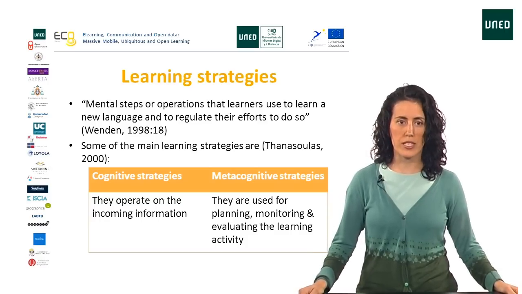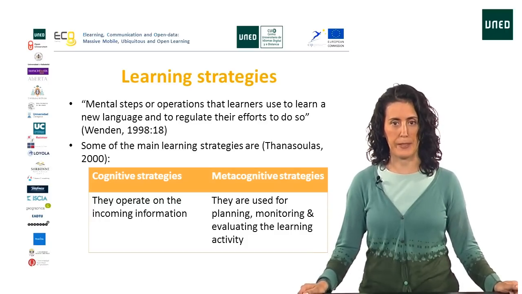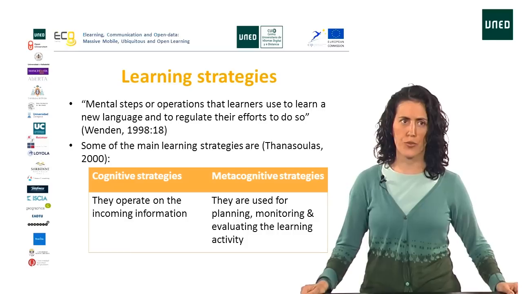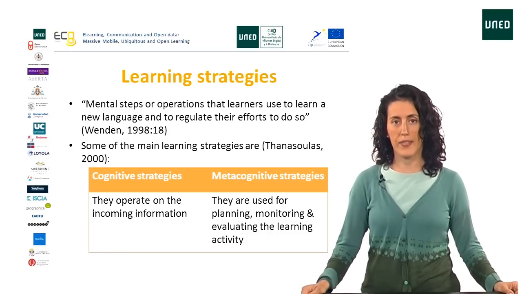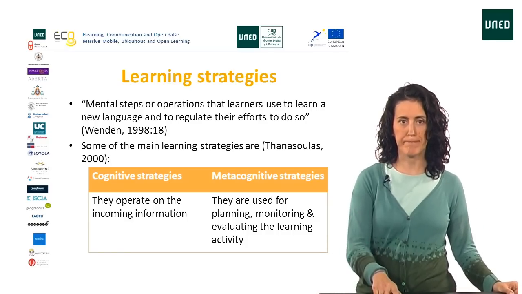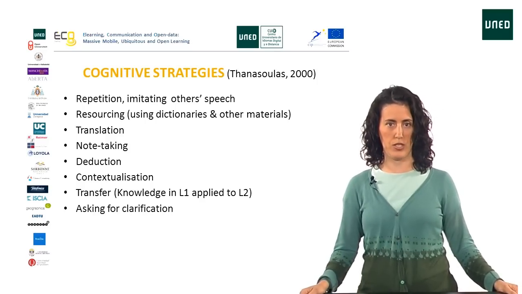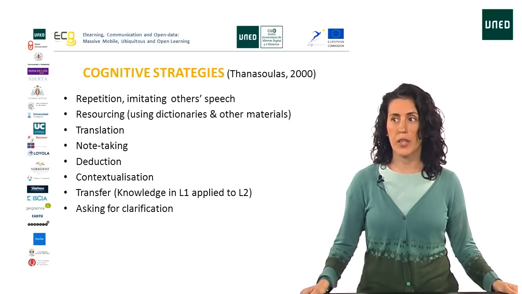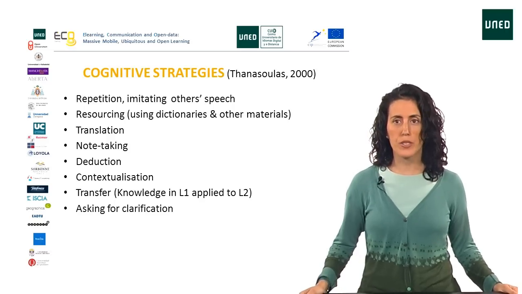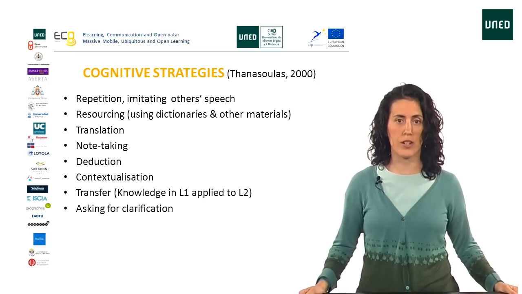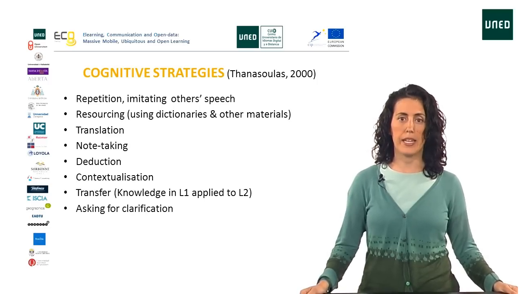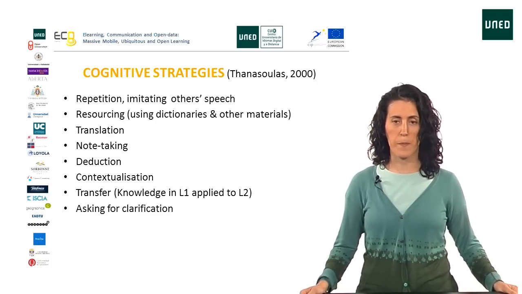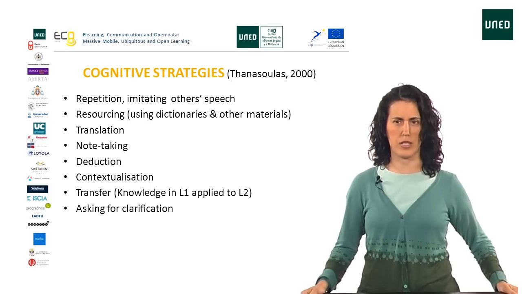Now, cognitive strategies operate on the information that we get. And metacognitive strategies are more about how we learn. Yeah? They're used for planning, for monitoring, and evaluating the learning activity that we are taking. Let's look at those cognitive strategies. For example, very useful when we are learning pronunciation, to repeat, to imitate others' speech. Also what's called resourcing, using dictionaries or other materials as reference.